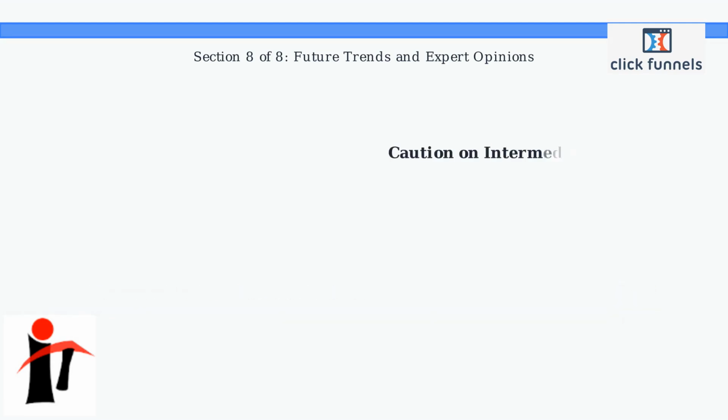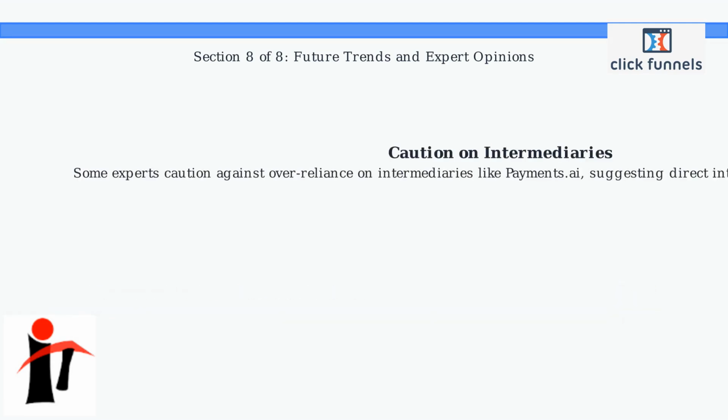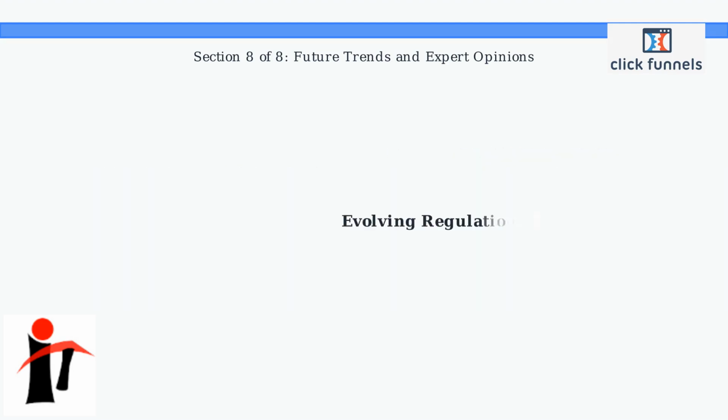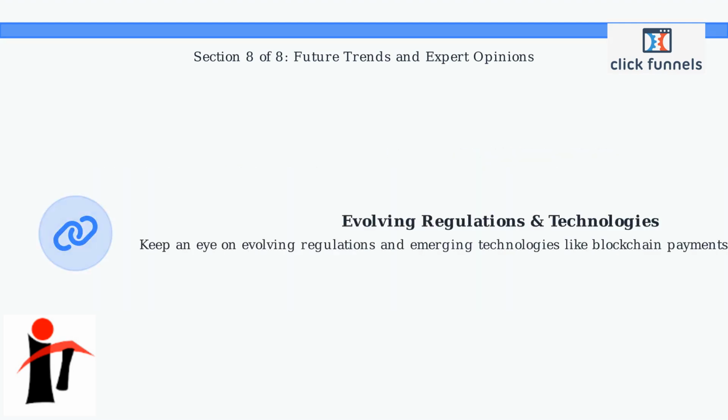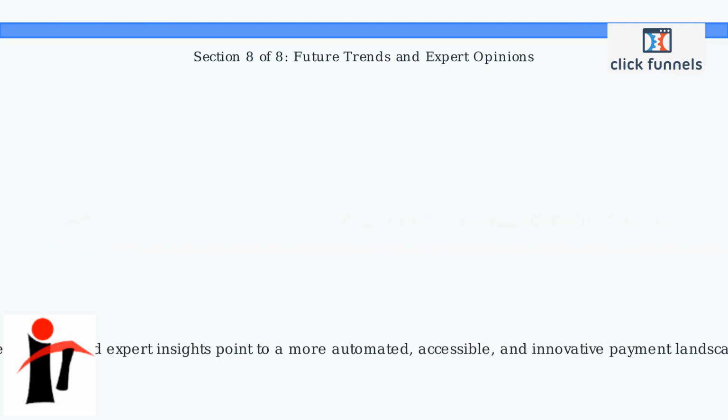Though some experts caution against over-reliance on intermediaries, recommending direct connections for more control in complex setups. Keep an eye on evolving regulations and emerging technologies like blockchain payments, which could transform how we handle transactions in the coming years. These future trends and expert opinions suggest a payment ecosystem that is more automated, user-friendly, and innovative, with careful consideration of regulations and new technologies.